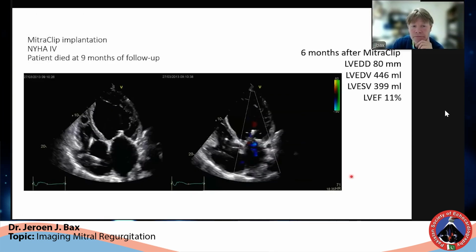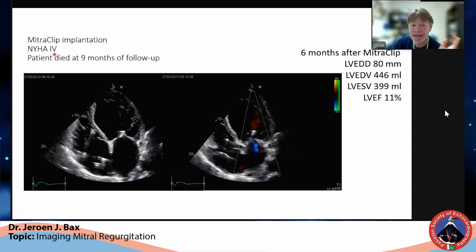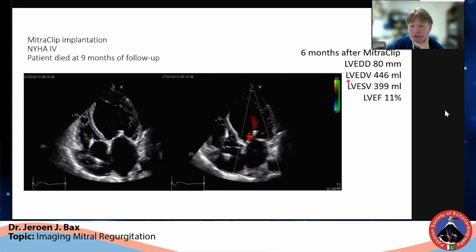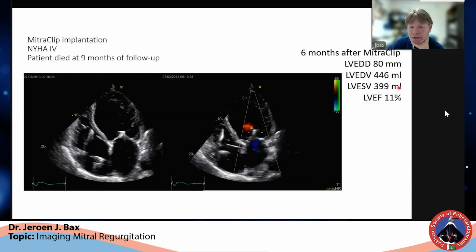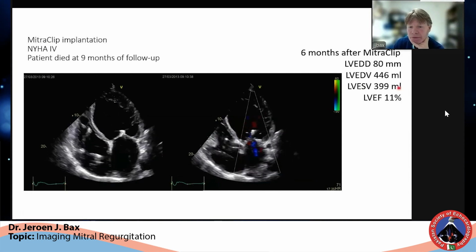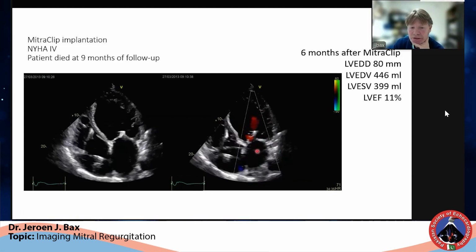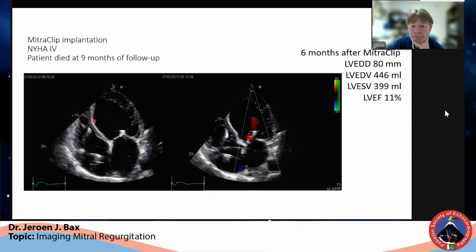We did what we could. We did a mitral clip implantation. Patient ended in New York class 4. He died at 9 months follow-up. We have the 6 months follow-up. LVEDD is 80, LV diastolic volume is 450, and systolic volume is 400. The ejection fraction is 11%. It's a good success in terms of taking away the mitral regurgitation, but my ejection fraction came down completely.